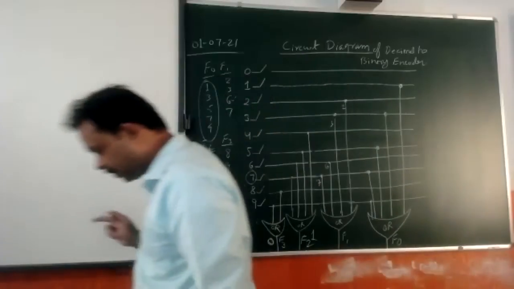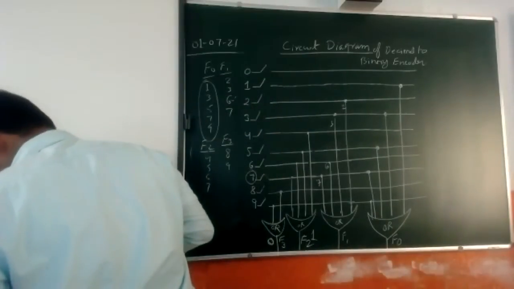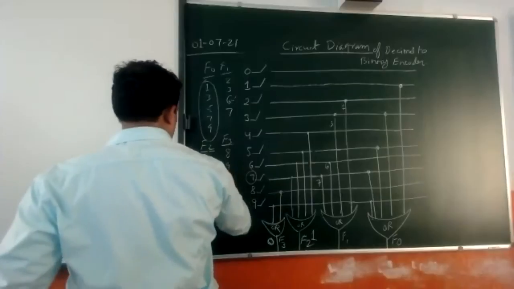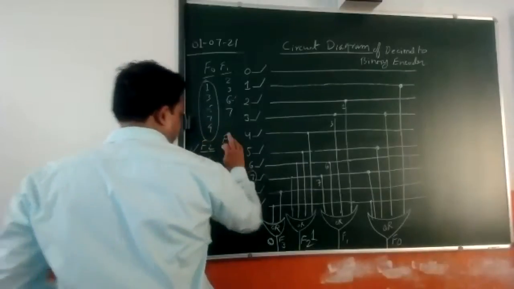6, 7. And F2 is 4, 5, 6, 7. This is correct.